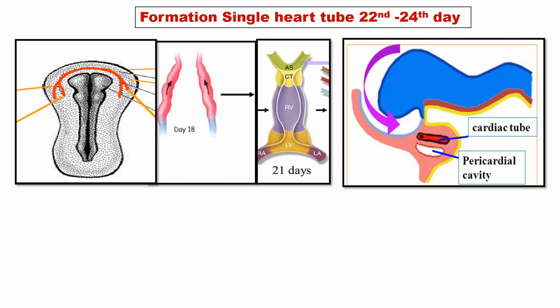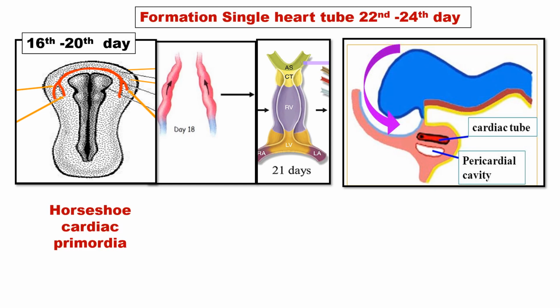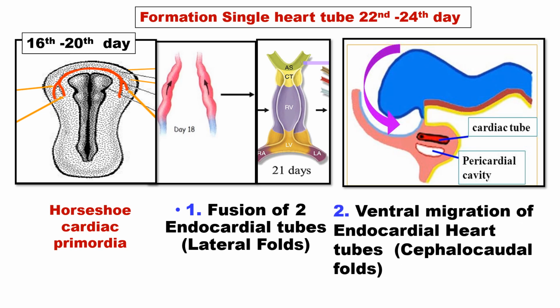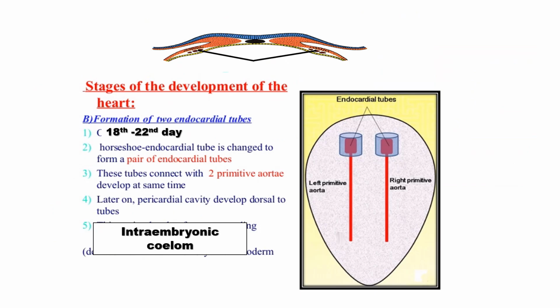So to start with, the formation of the single heart tube: initially it's a horseshoe-shaped cardiac primordium, later fusion of two endocardial heart tubes occurs with the lateral folds, around the 22nd to 24th day. At the same time, there is a ventral migration of the endocardial heart tubes to the cephalocaudal folds.